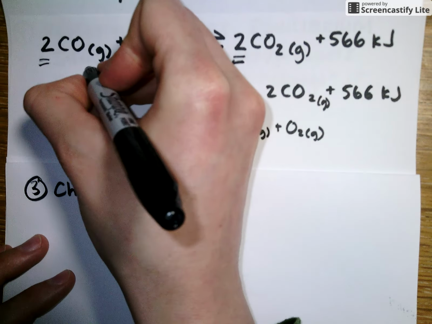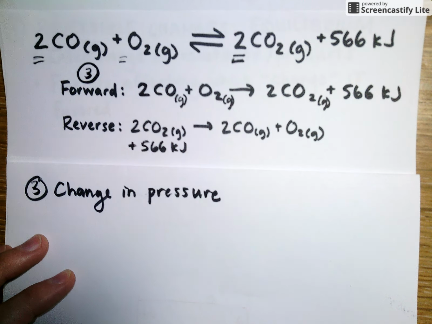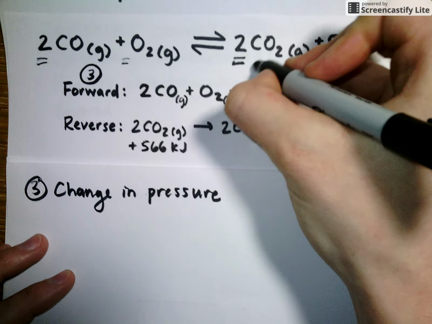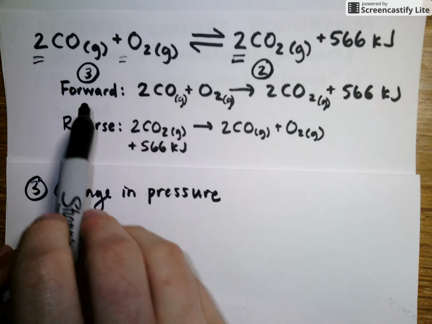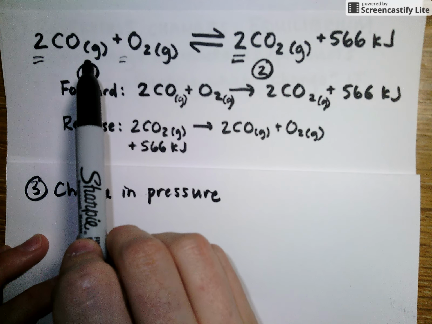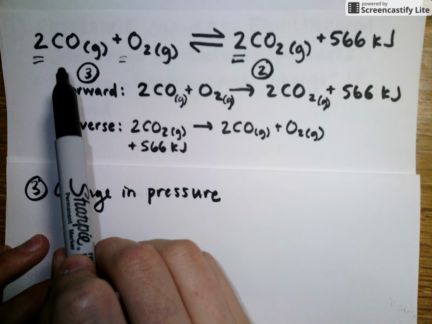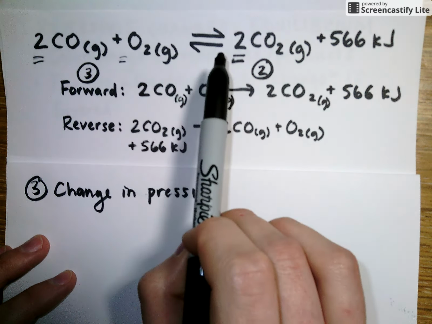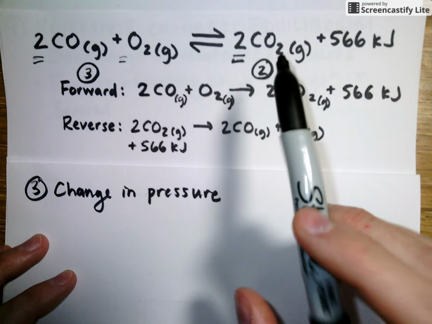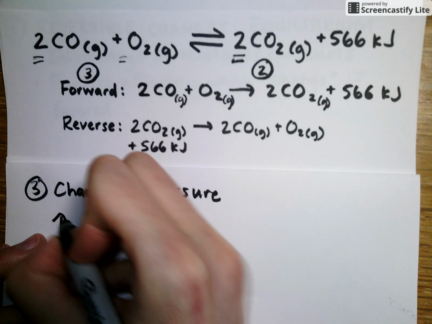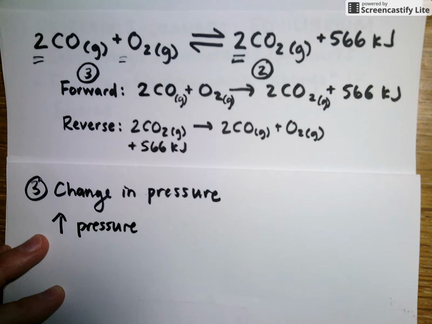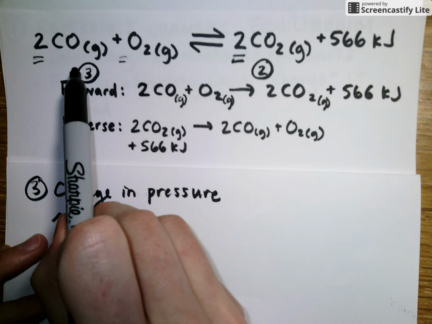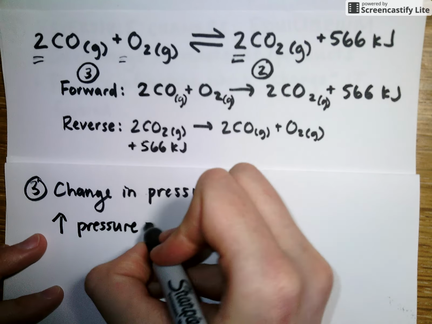So I've got a total of 3 moles of gas on the left and 2 moles of gas on the right. So in terms of pressure, these reactants exert more pressure on the sides of the container that this reaction is taking place in than do the products. So if I happen to increase the pressure, the system is going to respond by trying to decrease the pressure. And in order to do that, it will move from the side with more gas to less gas, a shift right.